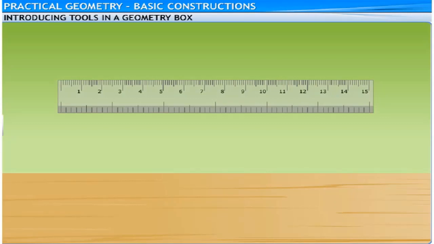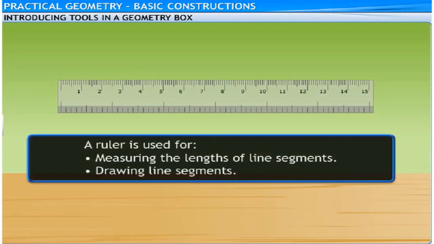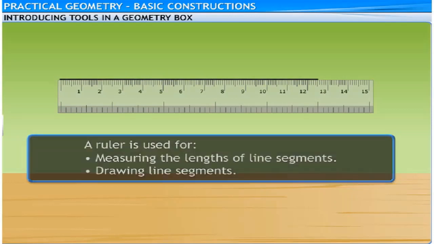Generally, in geometry, we measure the lengths in centimeters or meters. So, we'll take the 0 centimeter of the ruler as the reference. The main uses of a ruler are measuring the lengths of line segments and drawing line segments.